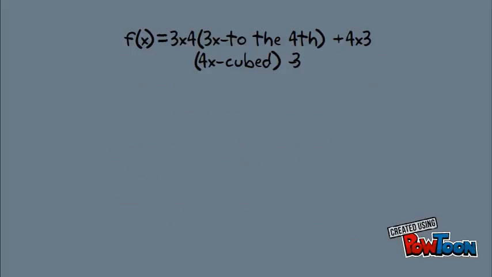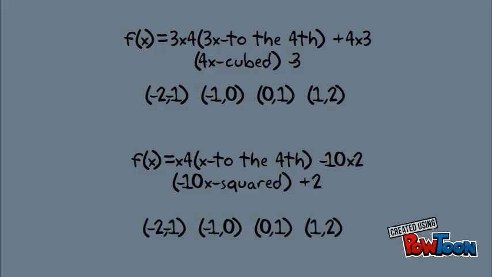Now that you have learned what the intermediate value theorem is, and you've learned how to use it, complete these two polynomials for practice. f of x equals 3x to the 4th plus 4x cubed minus 3, and f of x equals x to the 4th minus 10x squared plus 2.